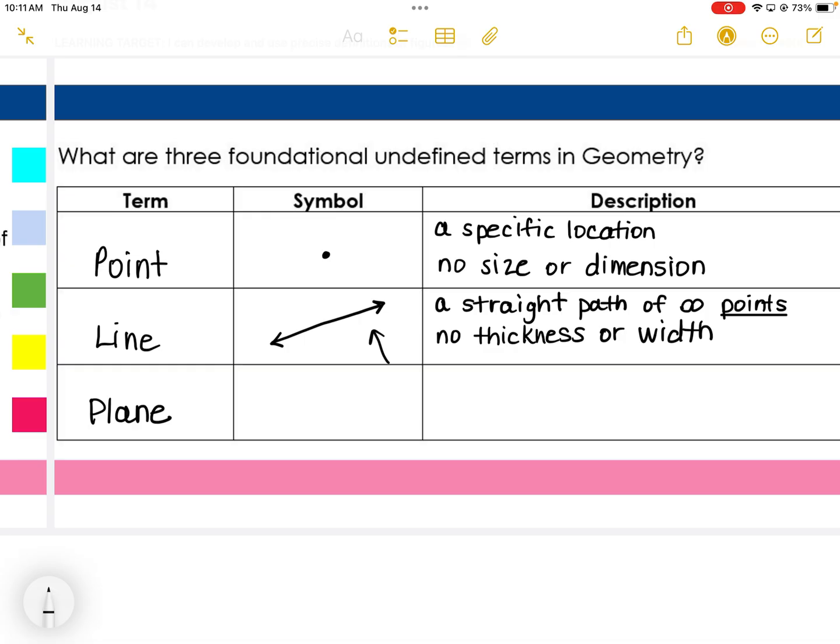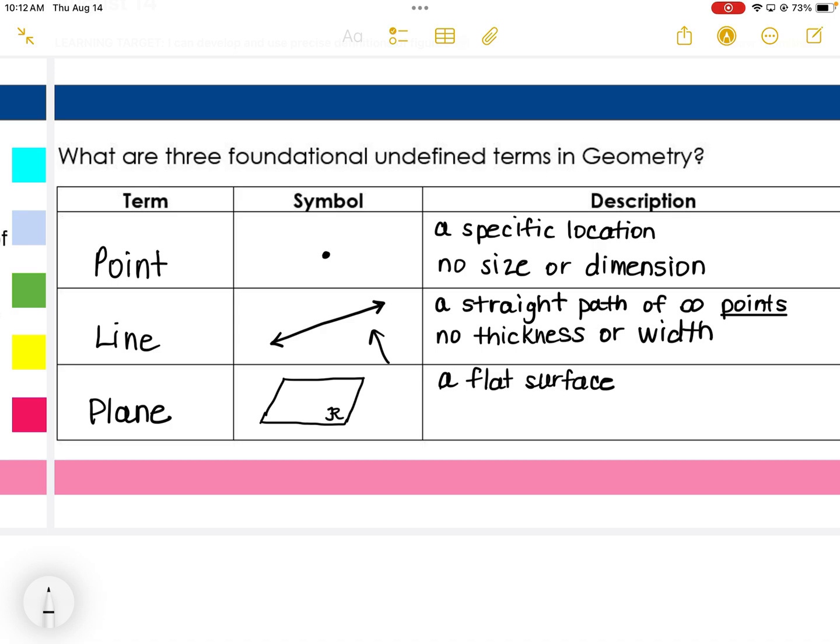All right, a plane. How do we show a plane? Well, it's like a flat surface is what we think of. It's got infinite lines and infinite points. But the best we can draw, we'll usually just put what looks like a parallelogram. And we've talked about how when they're named, they'll usually use a script capital letter to name those.